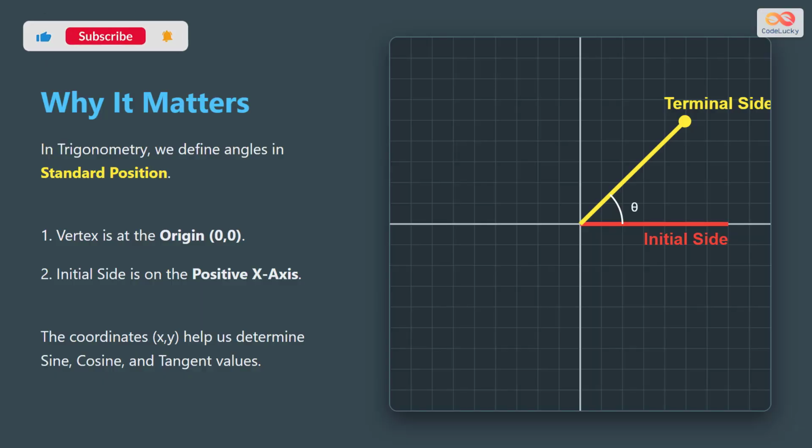Why is this important for trigonometry? Because we define angles starting from standard position. This means the vertex of the angle sits at the origin, and the initial side lies along the positive x-axis. The coordinates of any point on the terminal side of the angle are essential for calculating sine, cosine, and tangent.